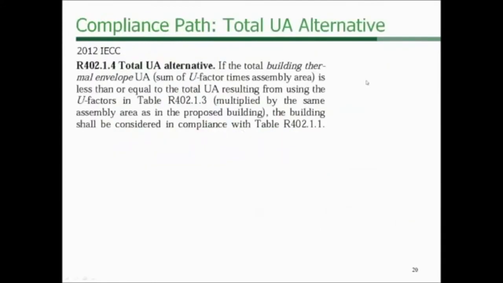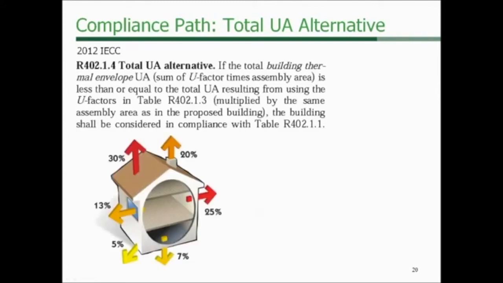Okay. The total UA alternative. This is the language of the total UA alternative path. Basically, the idea is in the U factor table, it allows a certain amount of heat release in any given assembly. Okay, so much goes through your roof, so much goes through your fenestration, so much goes through your wall. Okay, the total UA alternative basically says we don't care what those percentages are, just as long as the total amount of energy that your house loses stays the same.